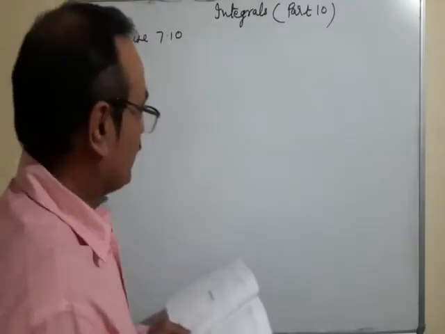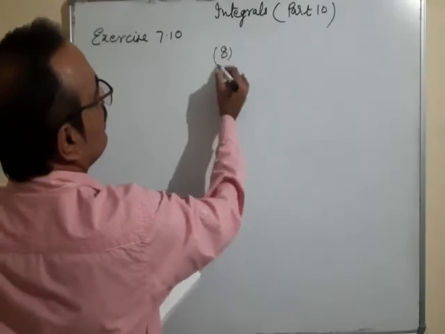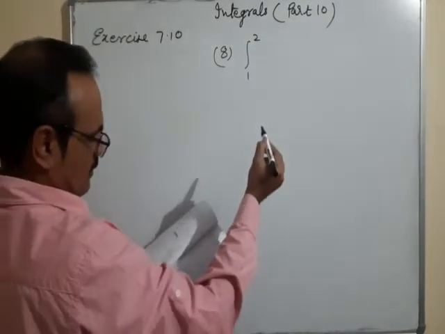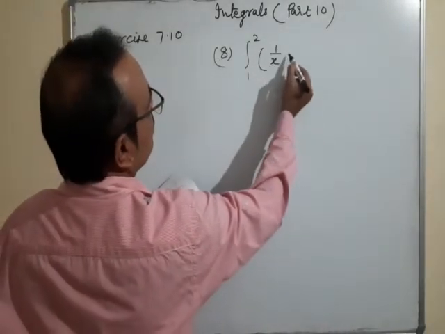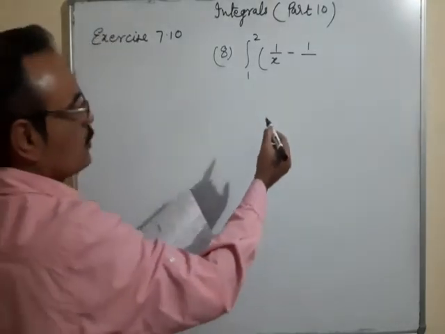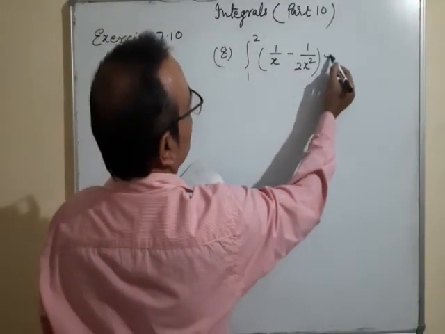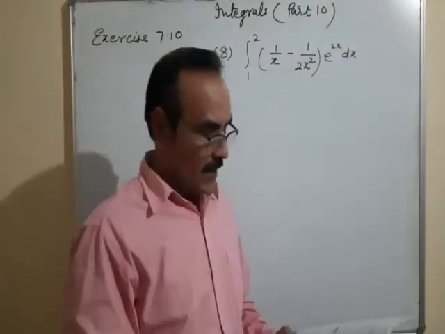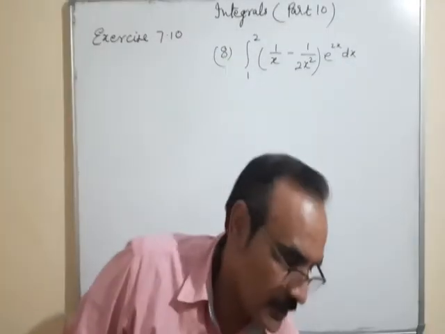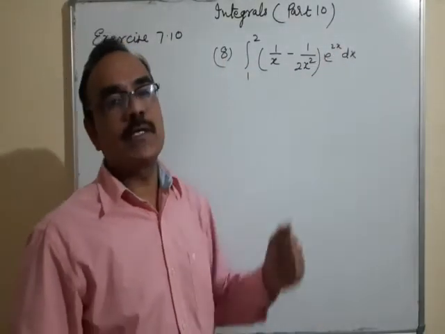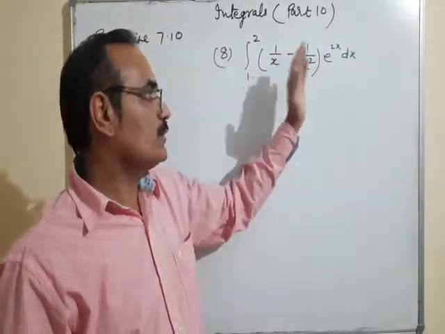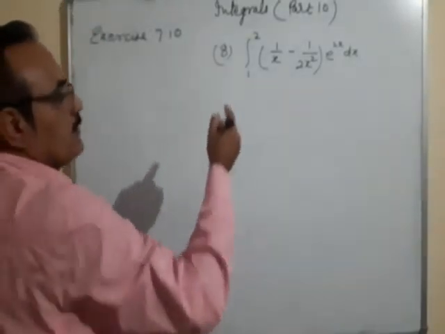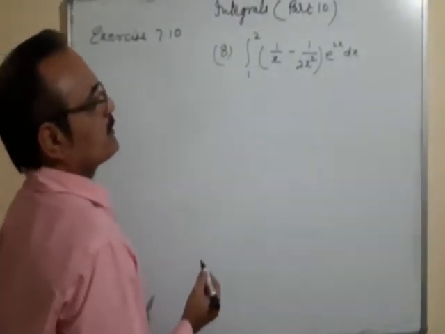After that, question number 8. Limit 1 to 2, 1 upon x minus 1 upon 2x square, e to the power 2x dx. Here you remember one thing: because of the e to the power 2x, you will not directly use the rule e to the power x into f of x plus f dash dx. So first of all, we'll convert it into the simplest form.